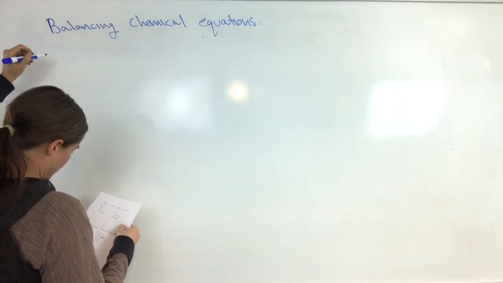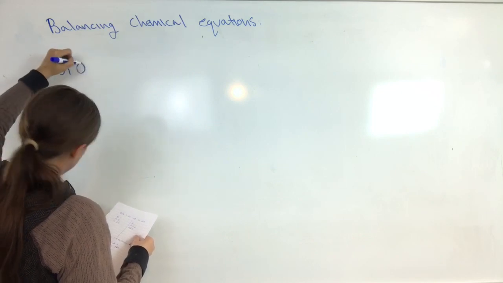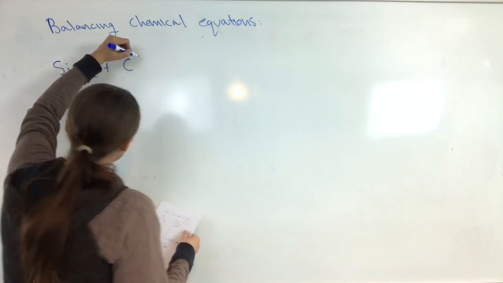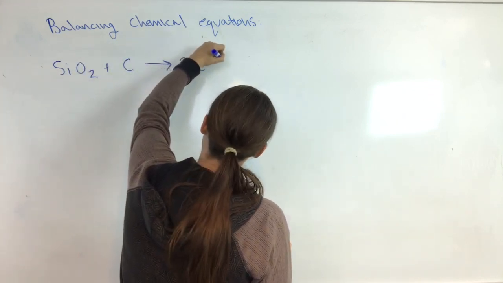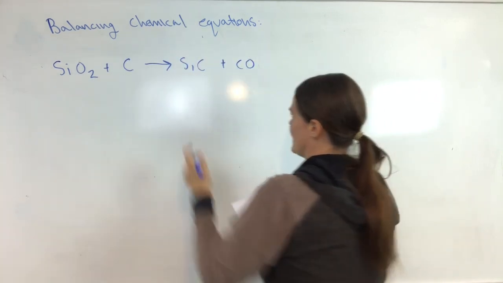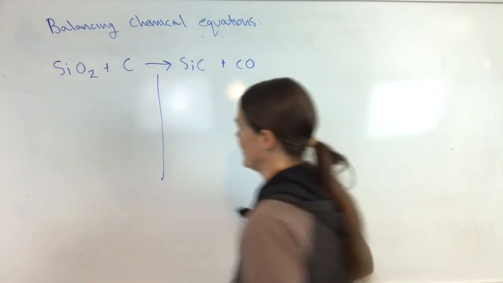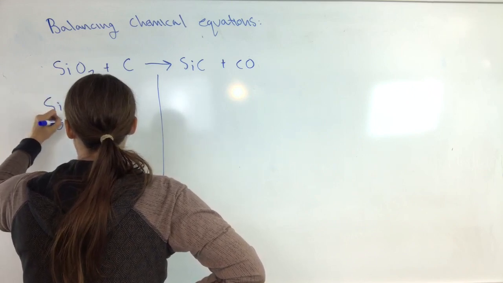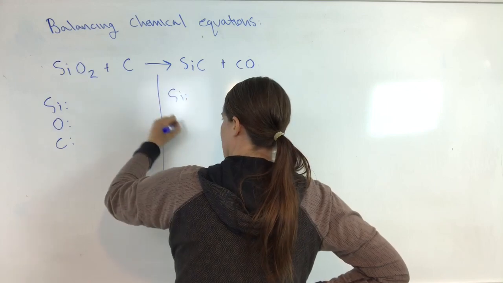We have SiO2 plus carbon, and we get SiC plus CO. Okay, so we want to balance this equation. So we're going to draw our line and list what we have. So over here we have silicon, oxygen, and carbon. So I'm going to list the same things on this side.